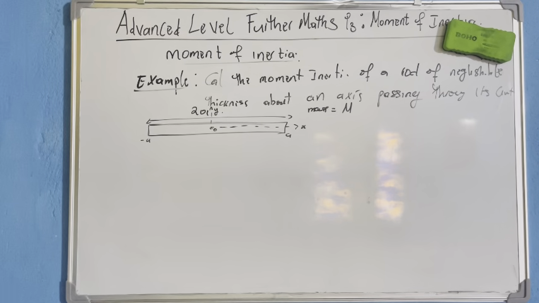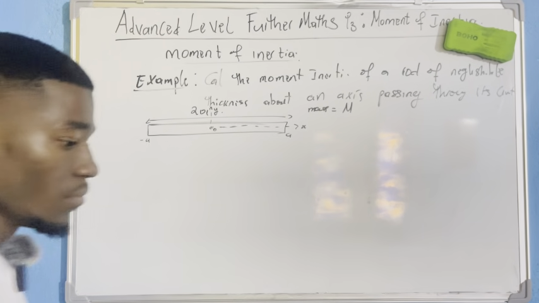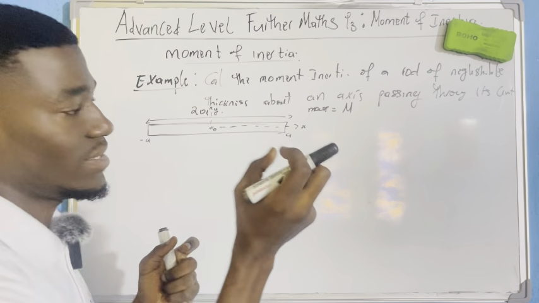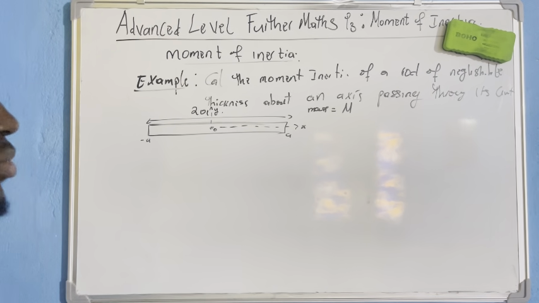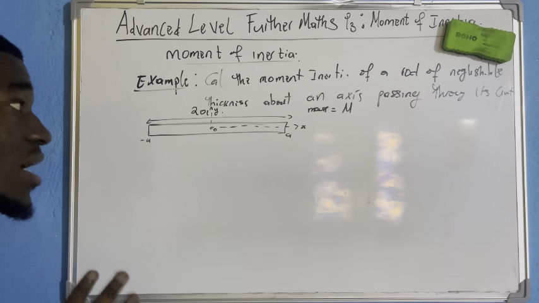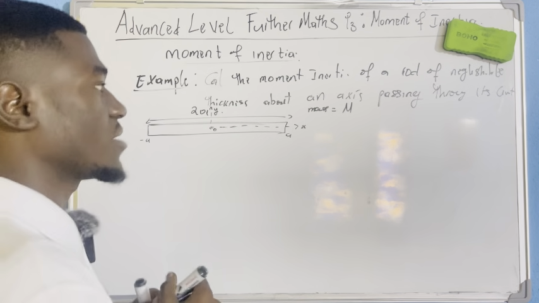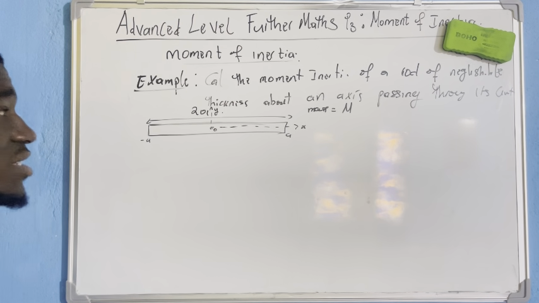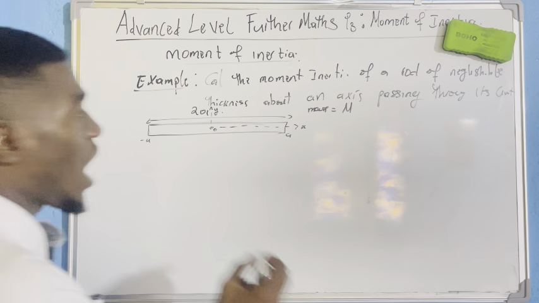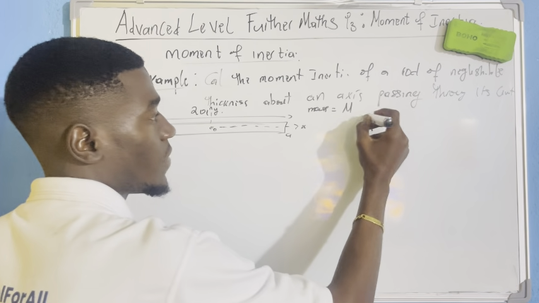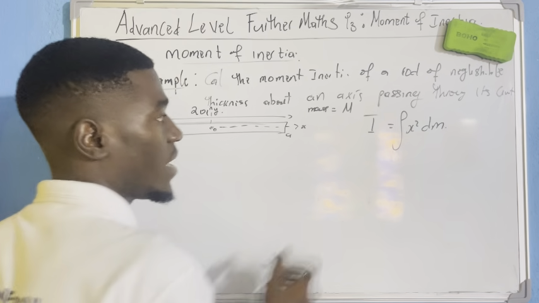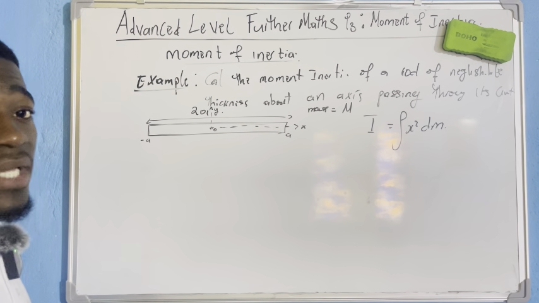Are we together? For me to calculate the moment of inertia of this, you should first consider that if I neglect the cross-sectional area or the thickness of the rod, it becomes a one-dimensional object or a one-dimensional solid. A one-dimensional solid means that I will consider one axis, the x-axis here. So my formula to calculate the moment of inertia is the integral of x squared dm. Are we together? Okay, student.